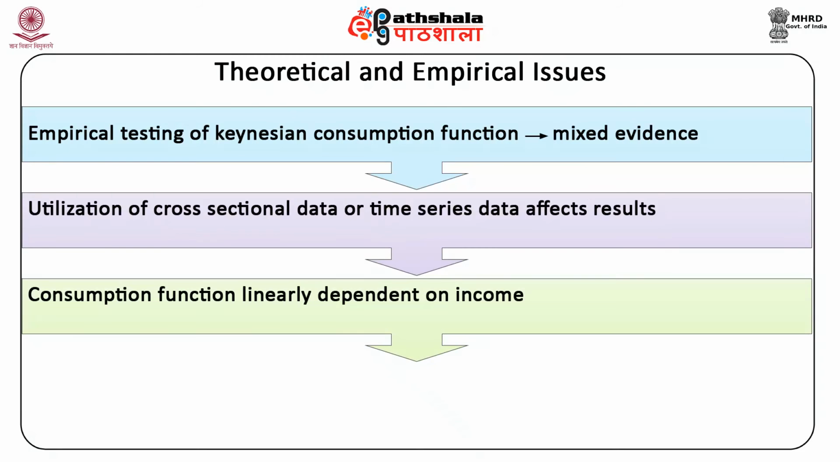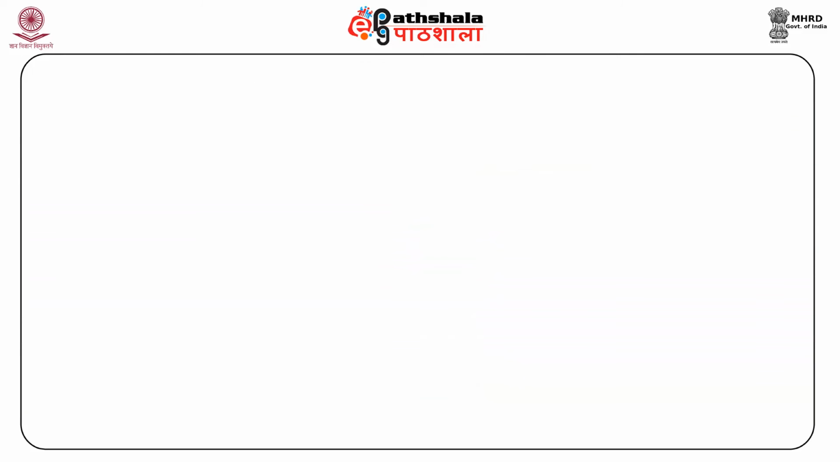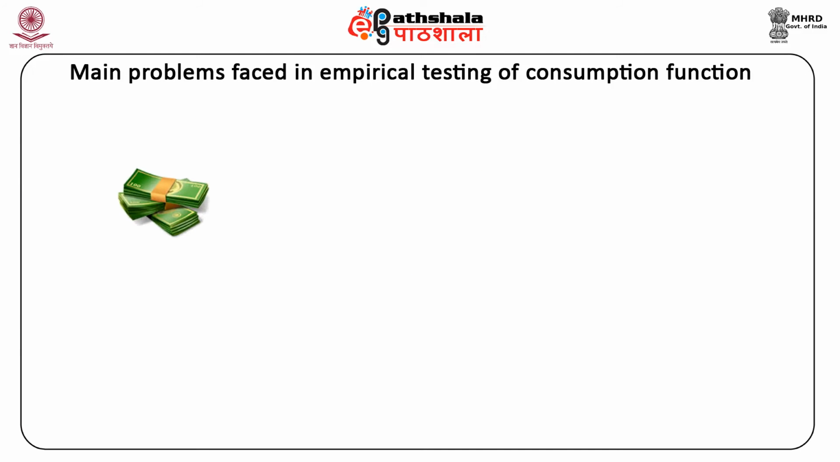We have shown the consumption function as being linearly dependent on income, but this assumption was tested by Kuznets, who suggested that consumption was a proportion of income rather than a function of it. There are three main problems faced in the empirical testing of the consumption function.